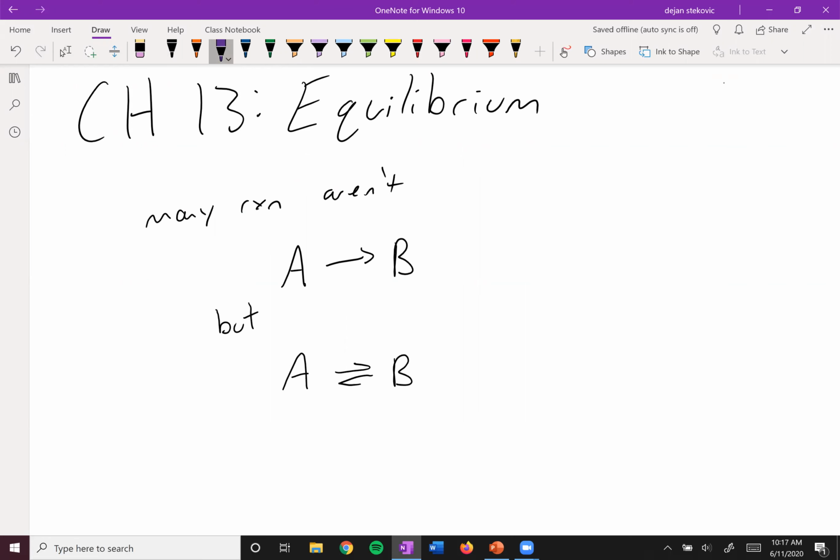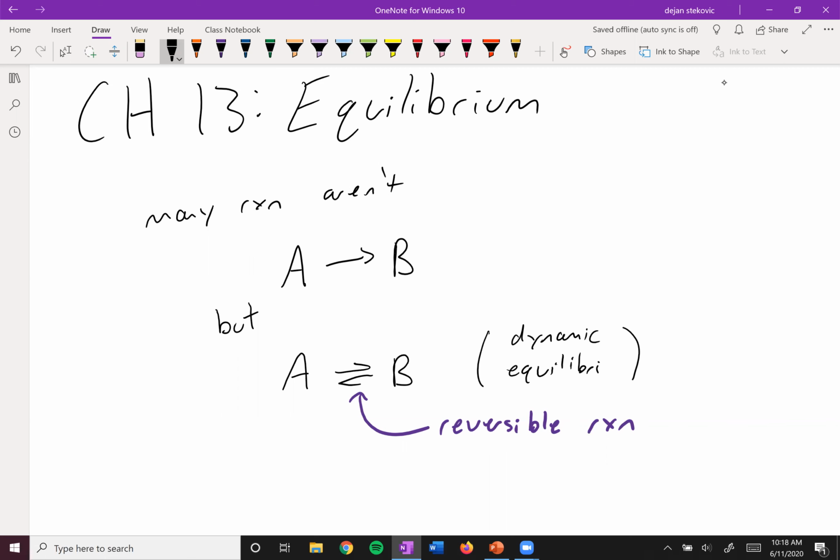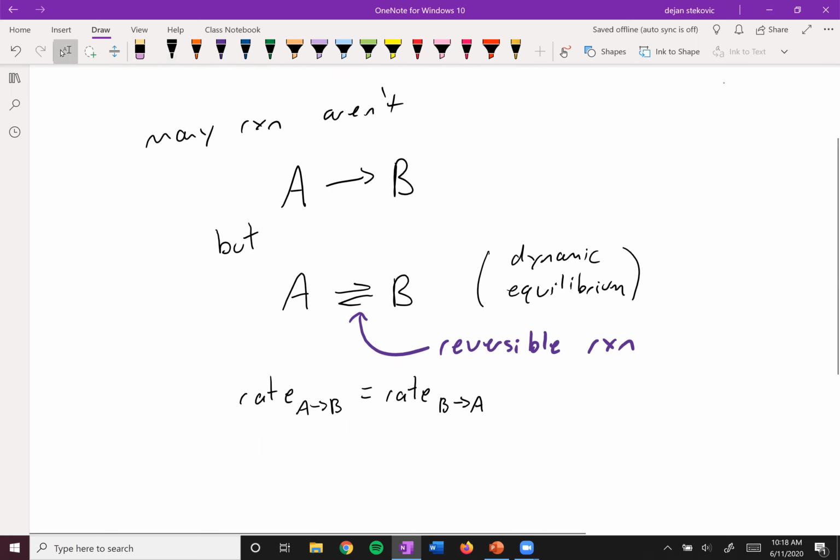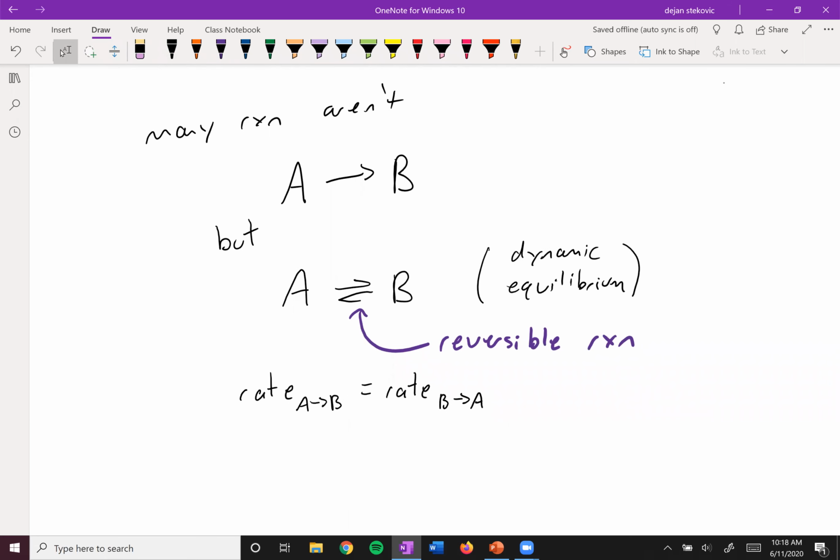And so what this double-sided arrow indicates is that it's a reversible reaction. So while A can turn into B, B can also turn into A. And at the end point, we are at a dynamic equilibrium. And so what that means is that the rate of A turning into B is equal to that of B turning into A. And so the overall concentration does not change.